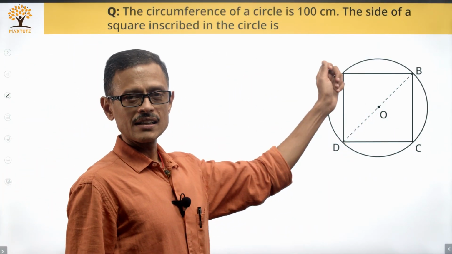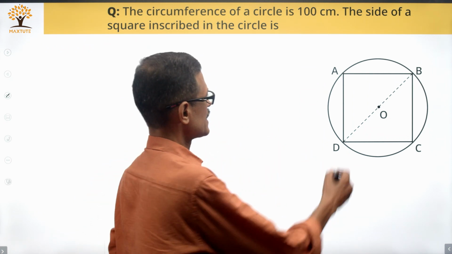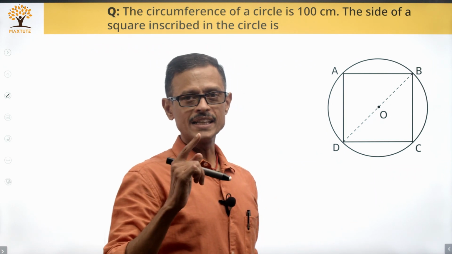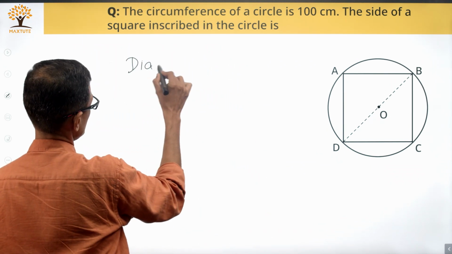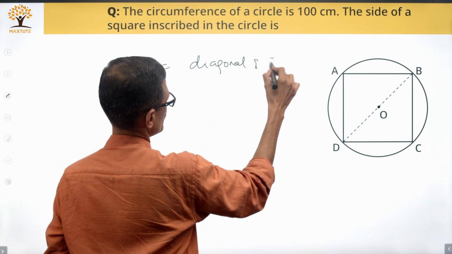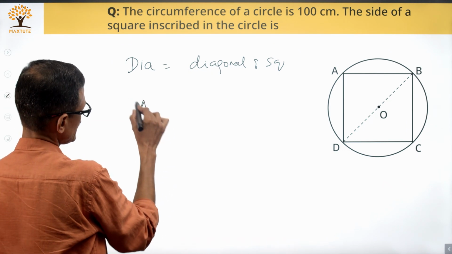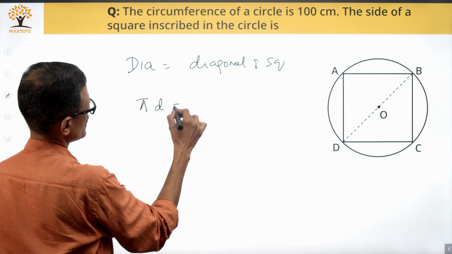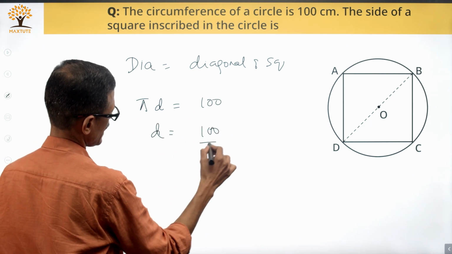If a circle circumscribes a square, or a square is inscribed in the circle, the diagonal of the square will be equal to the diameter of the circle. Diameter of circle is equal to diagonal of square. We know the circumference is equal to 100. So, pi times the diameter, which is d, is equal to 100. So, d is equal to 100 divided by pi.